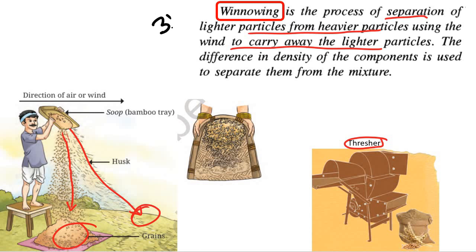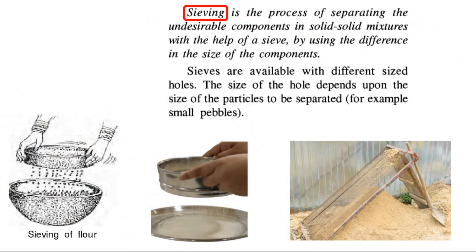Let me write it down. Okay, so now let us move to the fourth technique, which is sieving. Sieving is the process of separating the undesirable components in solid mixtures. For example, here the sand and small pebbles are mixed together. As a result of using the sieve, a very small net-like structure, the pebbles are all collected over the net, and the sand just passes down. So we are able to separate the mixture of sand and pebbles.